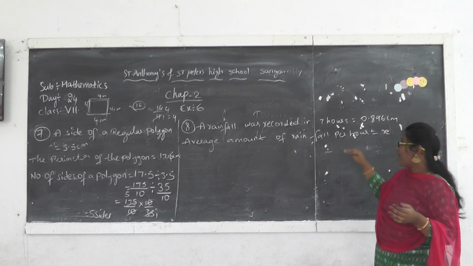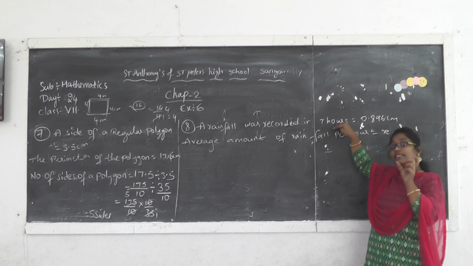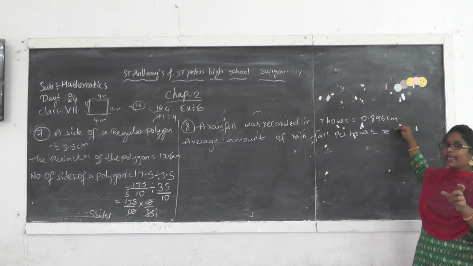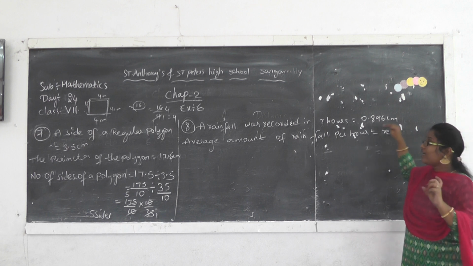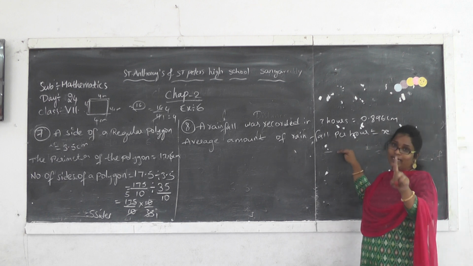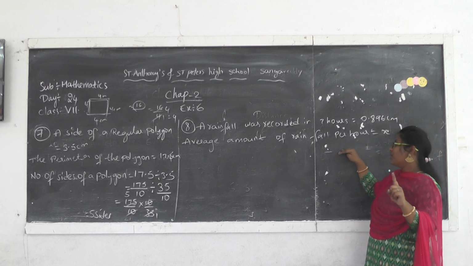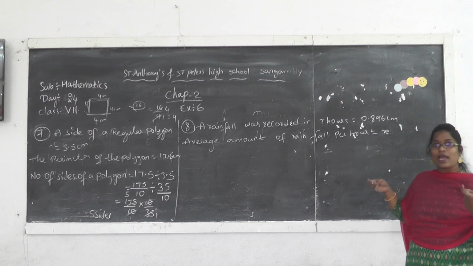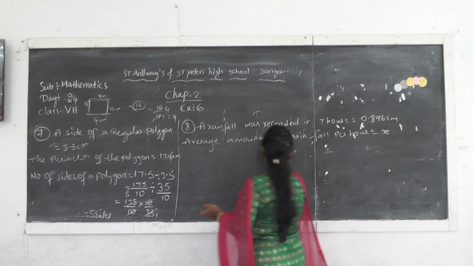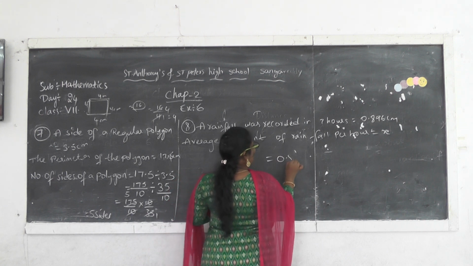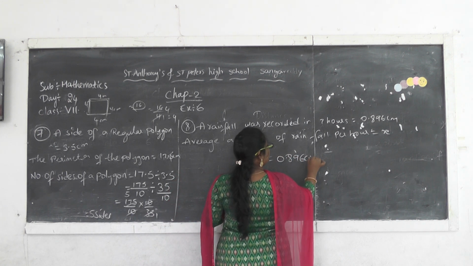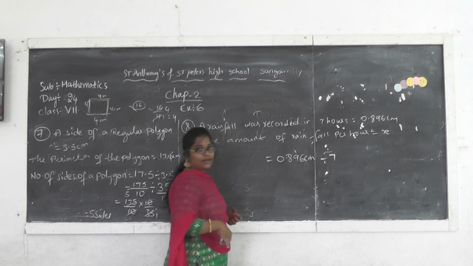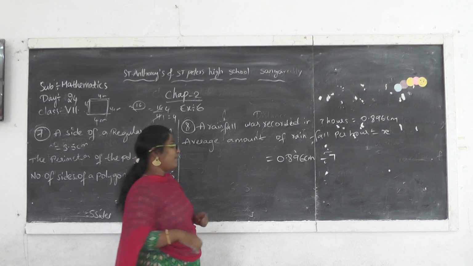Here also, what is given? The rainfall recorded for 7 hours is 0.896 centimeters. What is the average amount of rainfall per 1 hour? So what do we have to do? Here also we have to do division. It is 0.896 centimeters divided by 7.